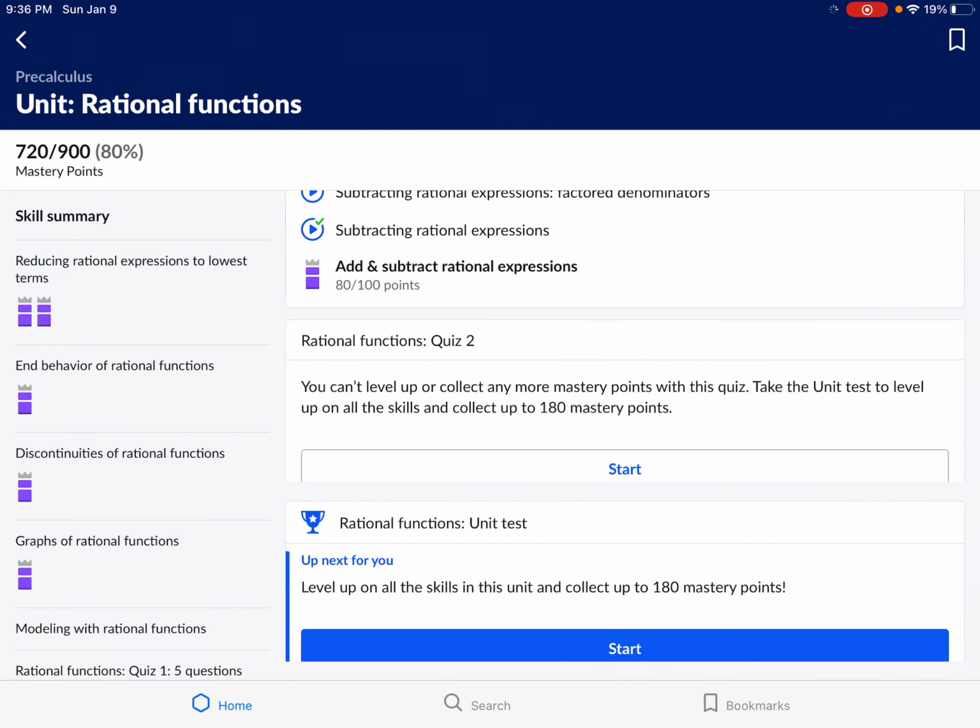Alright, finally on to the unit test of Unit 4.